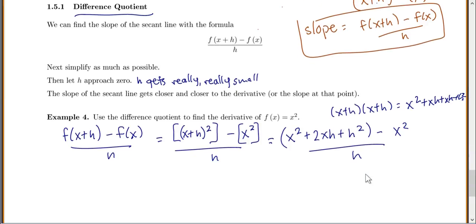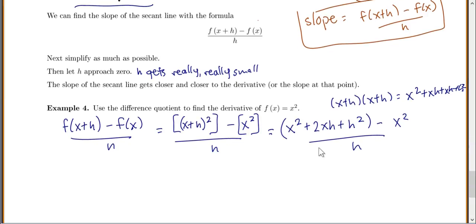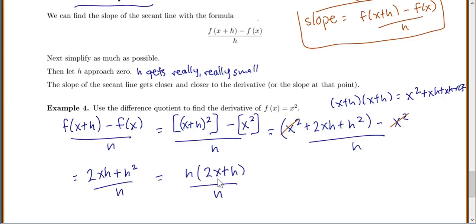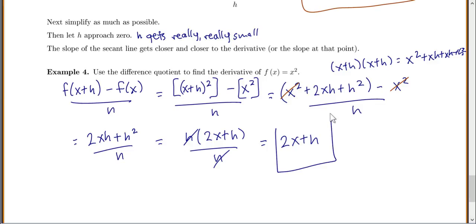So again, you always have to simplify as much as you possibly can. So let's see, this x squared and that x squared, notice that those will cancel. So we don't have to worry about that anymore. So we have 2xh plus h squared over h. Now if you're doing this correctly, you should always be able to factor out an h or get rid of an h. So you could factor out an h from the top. So you have h times (2x plus h) over h. Notice now we can cancel those h's and we get 2x plus h. Okay. So this is our simplified difference quotient.